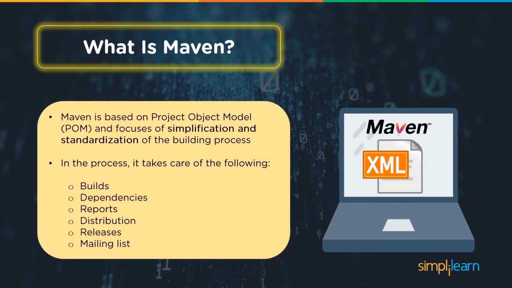Maven is a POM-based project, also known as project object model, and it focuses on simplification and standardization of the building process. In the process, it takes care of the following: builds, dependencies, reports, distribution, releases, mailing list. All these things are taken care of, and ultimately Maven defines how the overall build process needs to be automated and standardized. All these mechanisms can be followed so that we can have good standards and simplifications implemented.